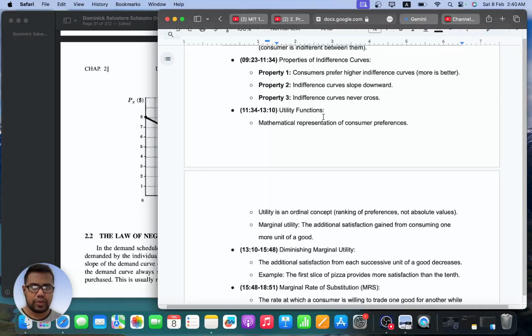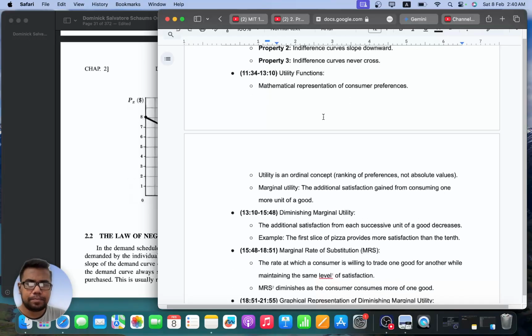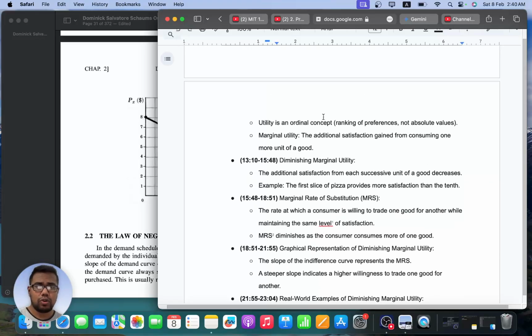Utility function, mathematical representation of consumer preference. I think I might have to play the video. Play the video, and that should be covered under fair use, because I don't see any other way I can get through this. Utility function, mathematical representation of consumer preference. Utility is an ordinal concept, ranking of preference, not absolute values.